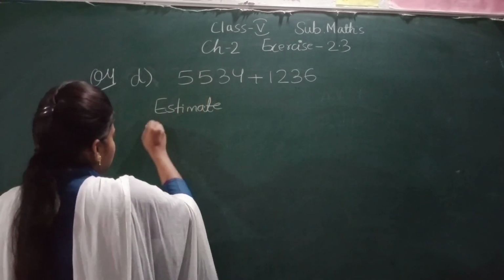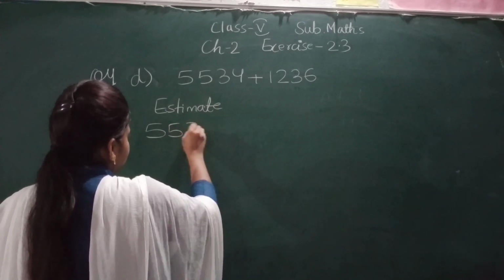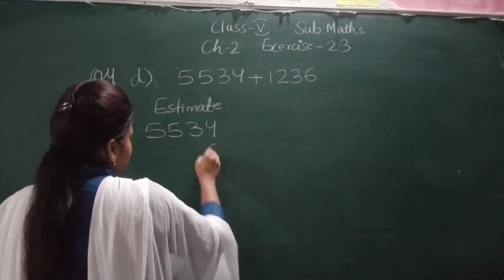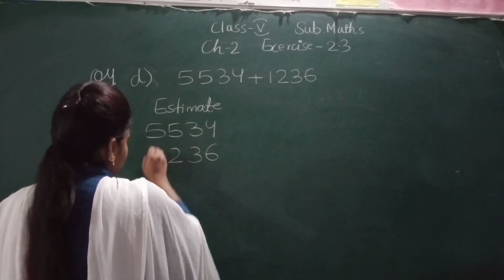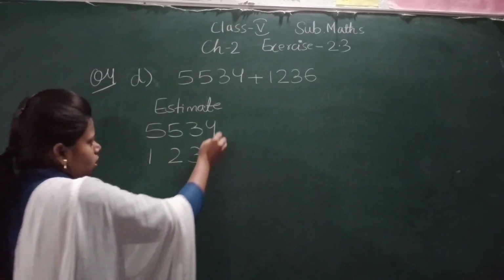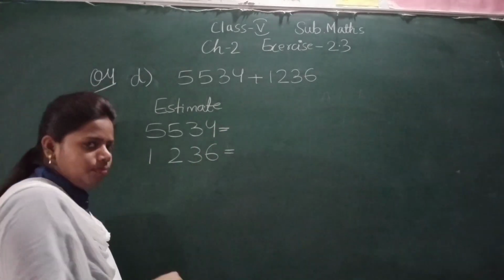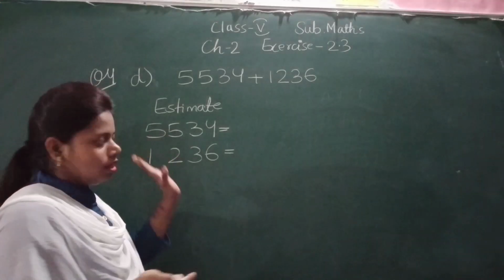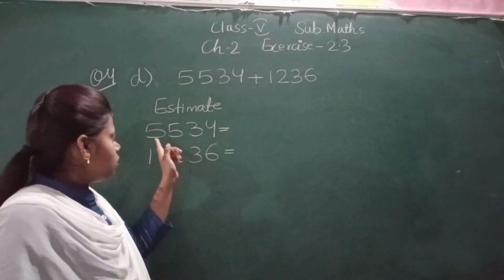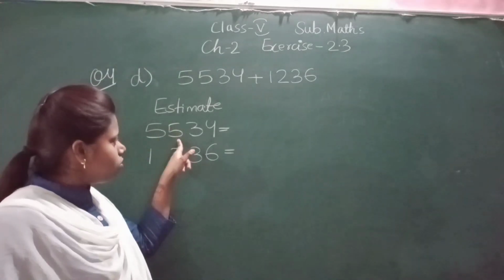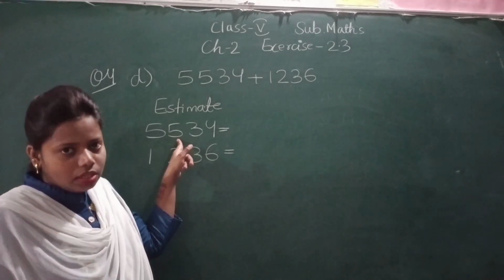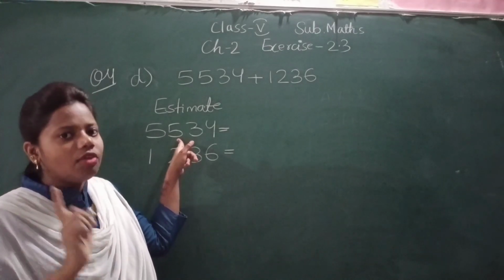Made. Let's write the question: 5534, and that one is 6321. This one is 1236. Now let's estimate this. We will do the estimation to the nearest thousands place. So this one is the thousands place. So we have to see which place? Hundreds place. Whether it is more than 5, less than 5 or equal to 5.